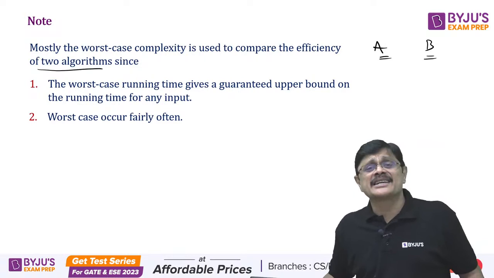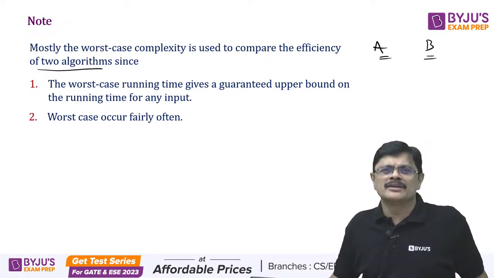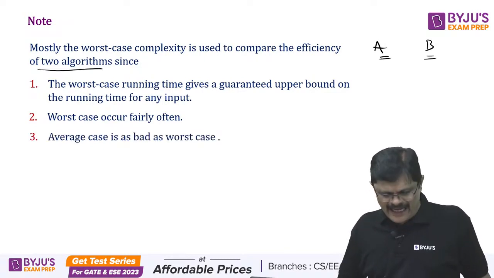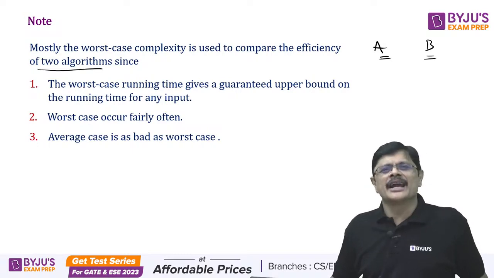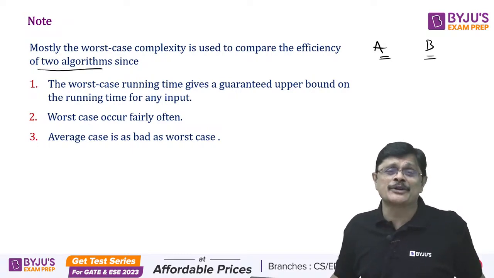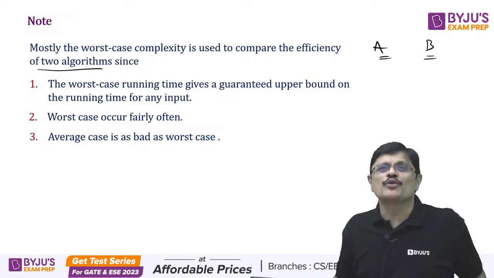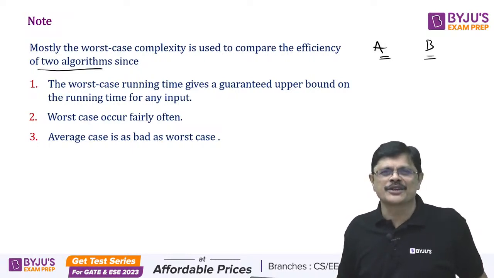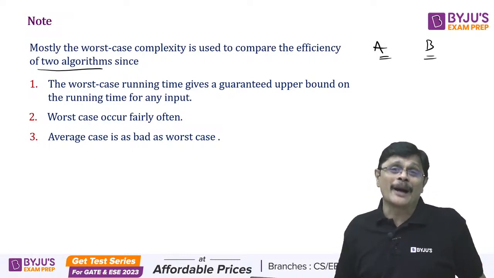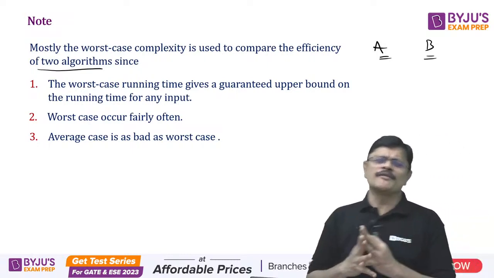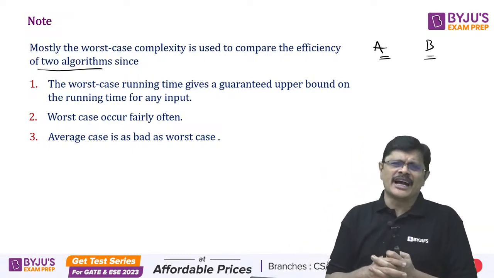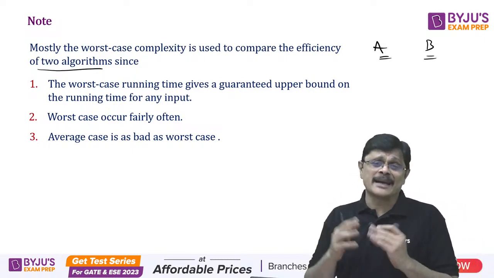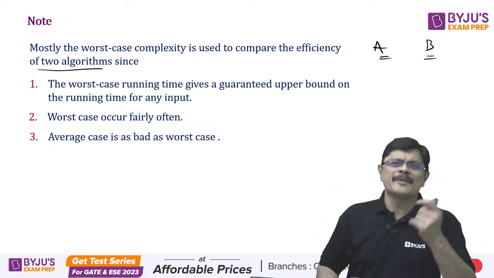Secondly, worst case occurs fairly often. For most algorithms, the worst case happens very regularly, my dear friends. And even though you use the probability distribution and find the average case, in most cases the average case time complexity would be the same as the worst case. So why waste our energy and use the distribution? Generally, they use worst case to compare two algorithms. And whenever you talk about the time complexity of any algorithm, we talk about the worst case time complexity, unless otherwise explicitly mentioned, my dear friends.